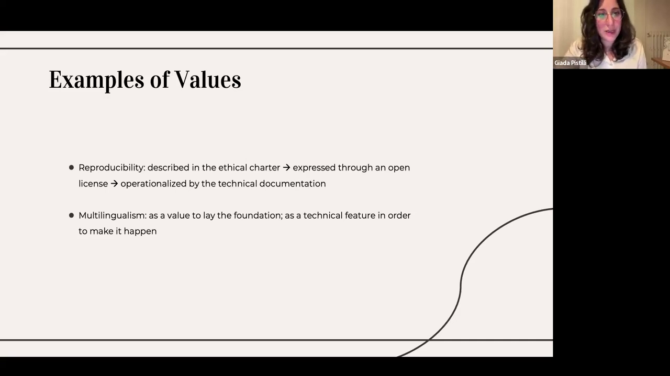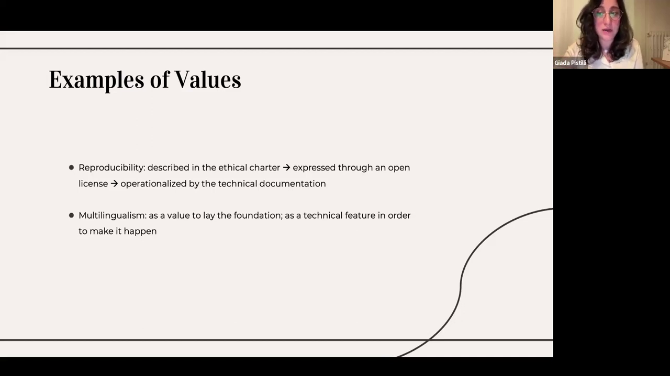Another important value, as you can imagine, was multilingualism. It was a value because it laid the foundation of what we wanted to achieve. The project started in 2021, and one of the main goals was to make something similar to GPT-3, but completely open. We wanted to prove that it was possible to make those really big systems in the open, available for everyone to join.